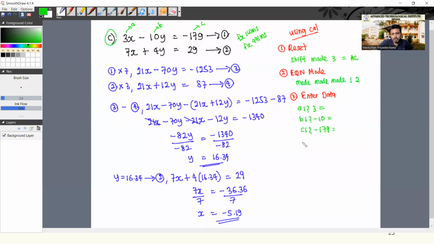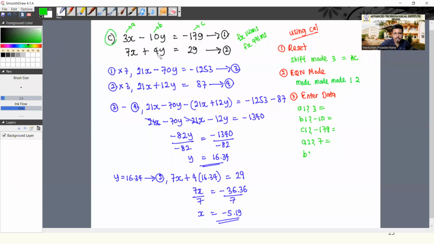Then it will ask for A2 value. Now you know what it means. What is the A value of equation 2? 7. So give 7 and press equal. Then it will ask for a B2 value.